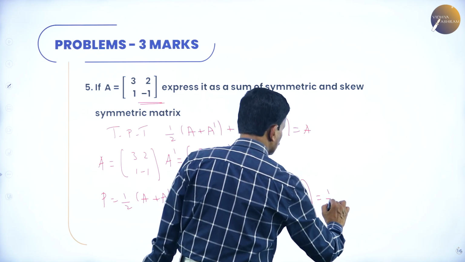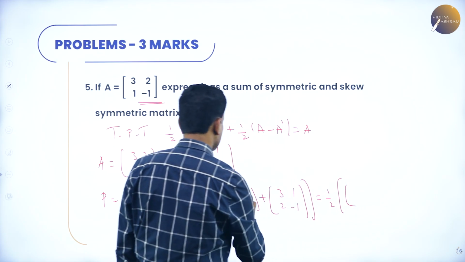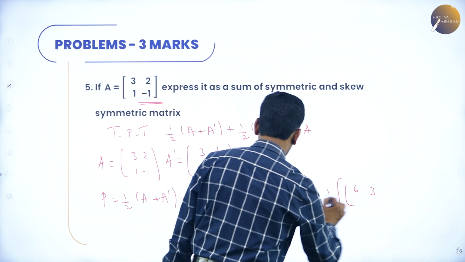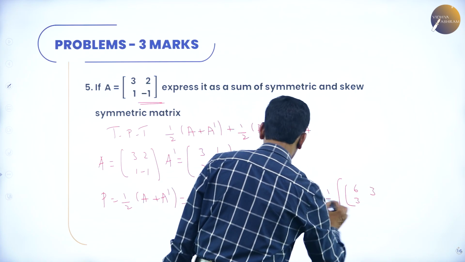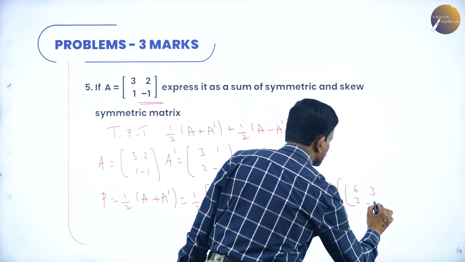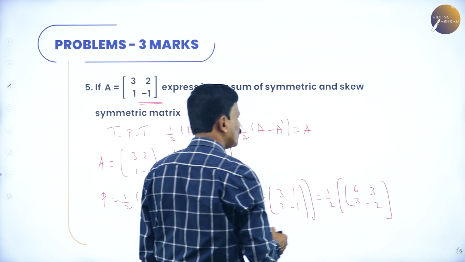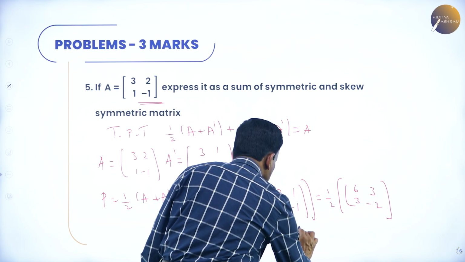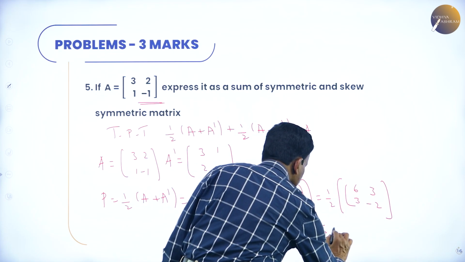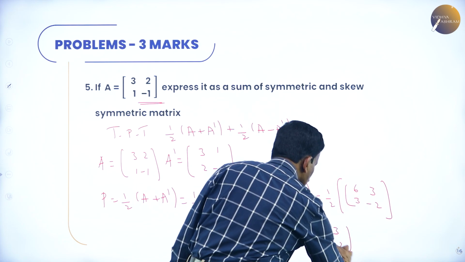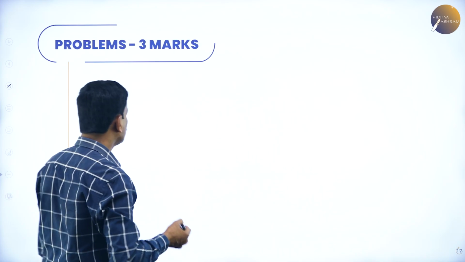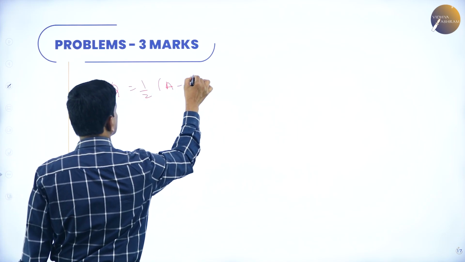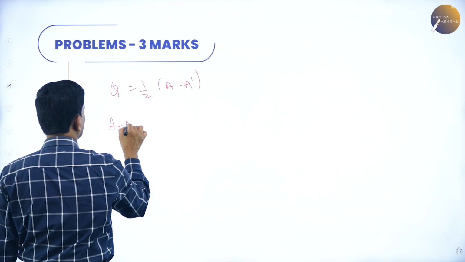So this is equal to half of, add this, 3 plus 3 is 6, 2 plus 1 is 3, again 1 plus 2 is 3, again minus 1 is minus 2. Now this is equal to P, therefore let us call it as P is equal to half of 6, 3, 3 minus 2. Similarly on the other hand, find out Q. Q is equal to half of A minus A dash. Find out A minus A dash.